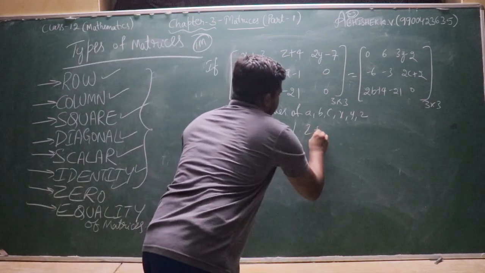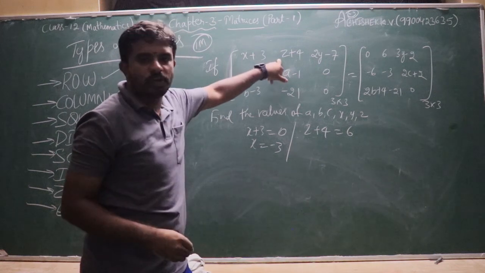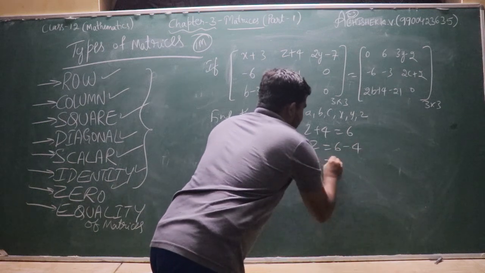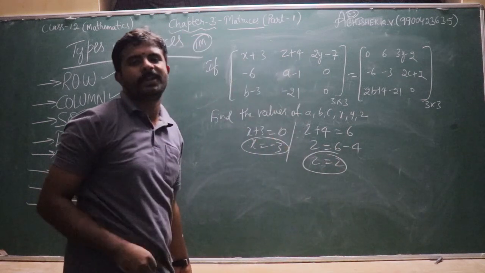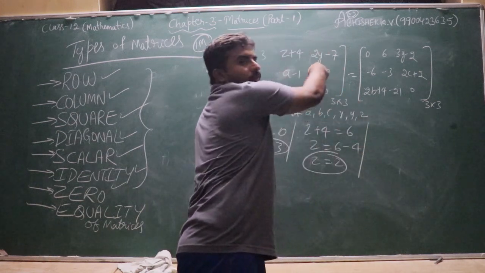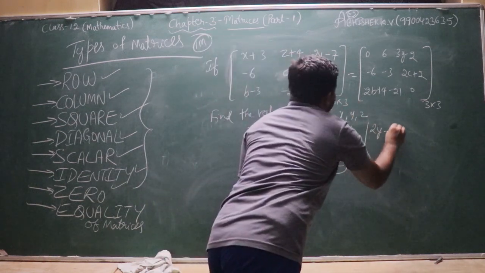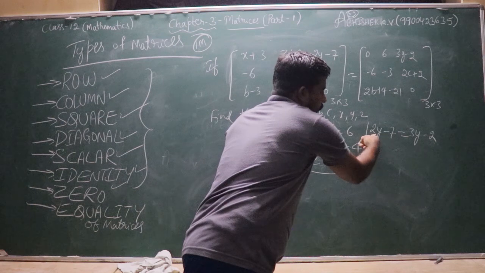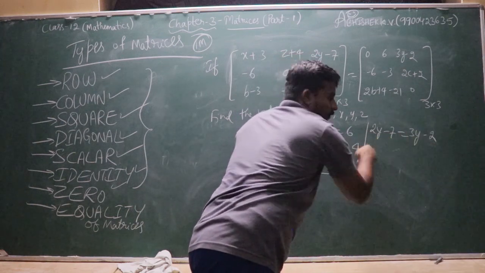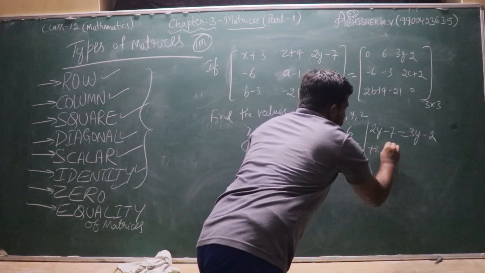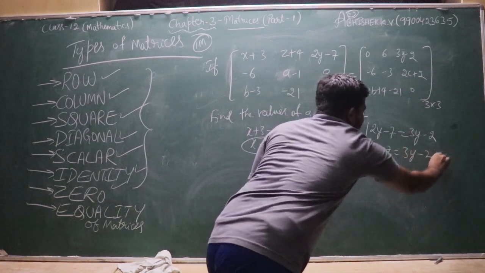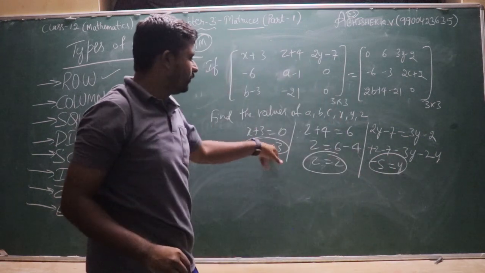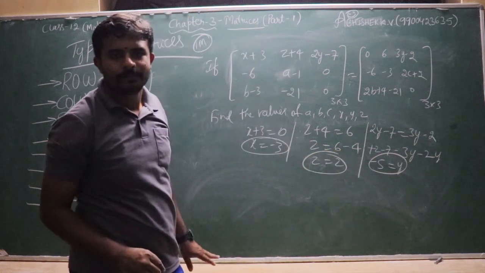If I consider z plus 4 is equal to 6, the first row second column is equal to the first row second column. Therefore what is z? 6 minus 4, z is equal to 2. x is equal to minus 3. Similarly, first row third column, that is 2y minus 7, is equal to 3y minus 2. If I move minus 2 to the LHS, it becomes plus 2 minus 7, equal to 3y minus 2y. This is minus 5 is equal to y. x is equal to minus 3, z is equal to 2, y is equal to minus 5.